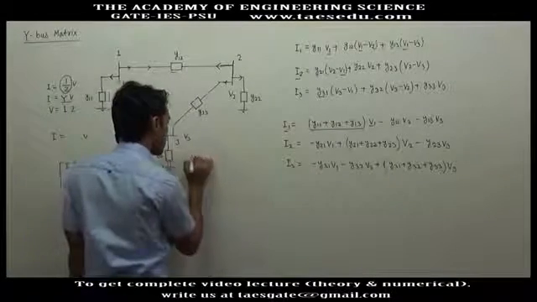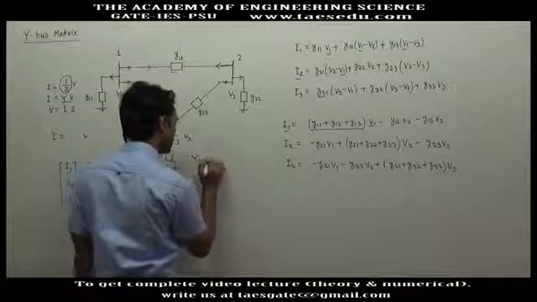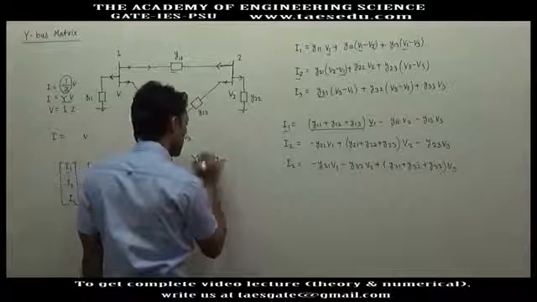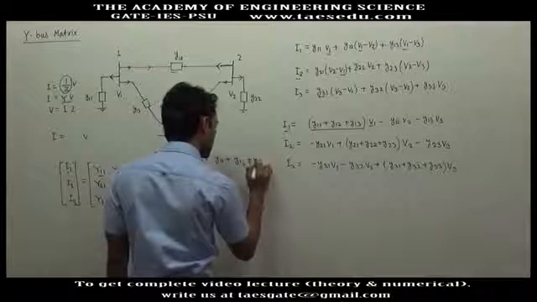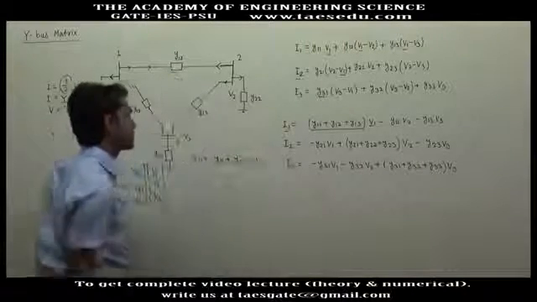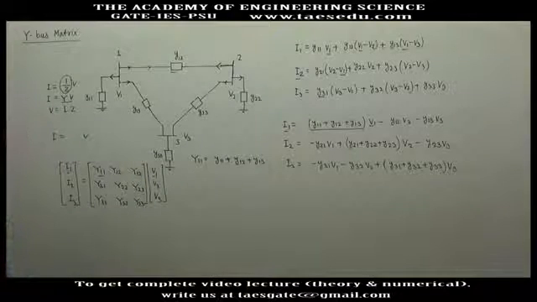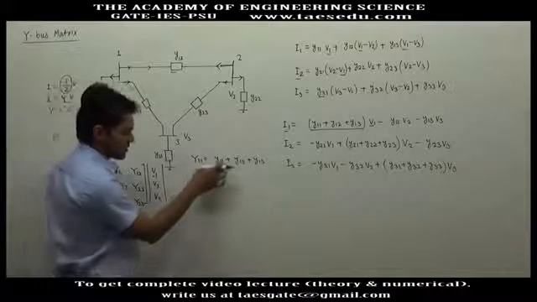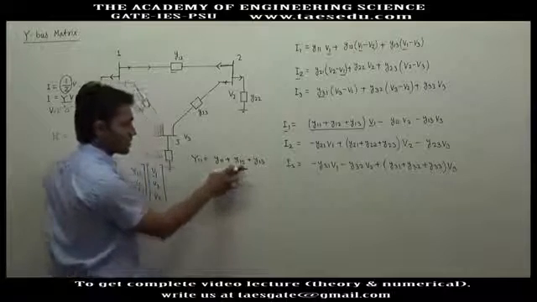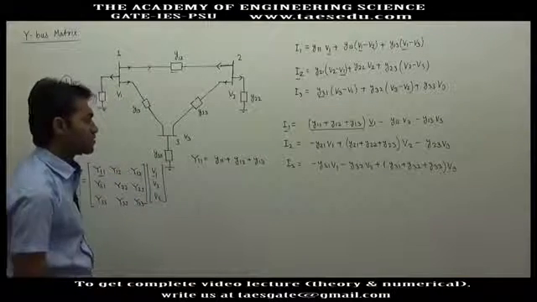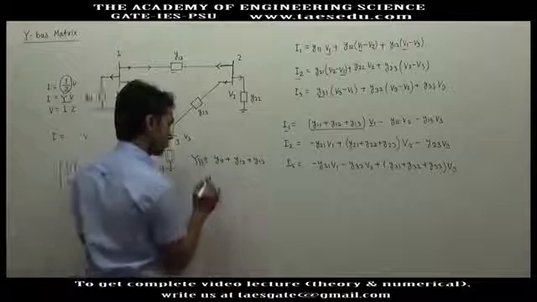So capital Y11 will be small y11 plus small y12 plus small y13. And what is a small y? A small y represents various admittances. If it is y11, then it is the shunt admittance of bus 1. This is the admittance of the transmission line connecting bus 1 and bus 2.